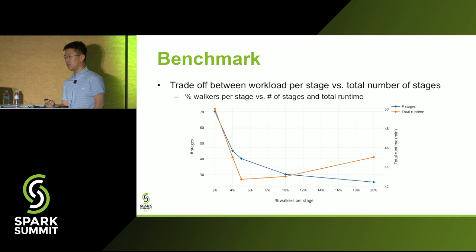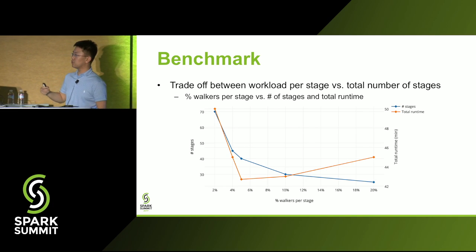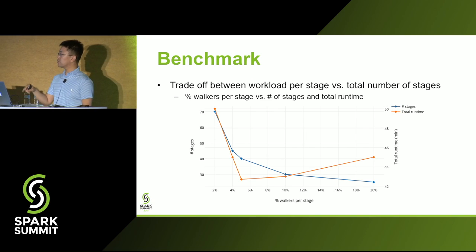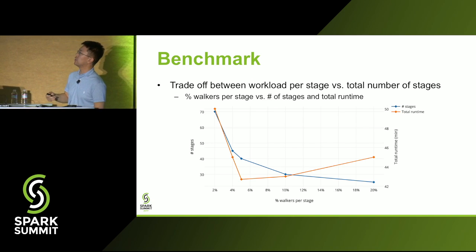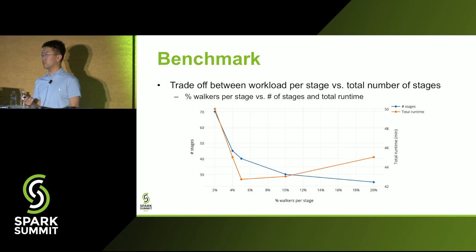This is when the amount of data that needs to be processed per stage is not too big, and also the number of stages created by the algorithm is not too many. By reaching this sweet spot, we can achieve the shortest runtime for one particular size of the graph.